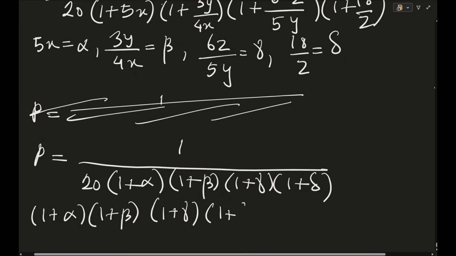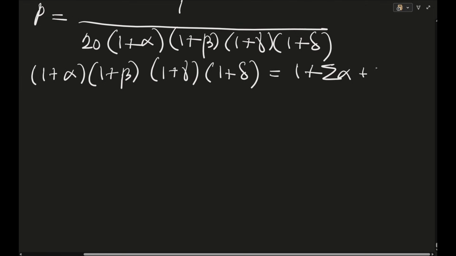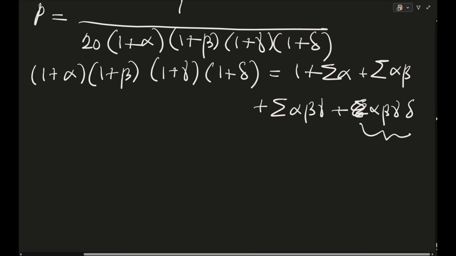Okay, so 1 plus alpha into 1 plus beta into 1 plus gamma into 1 plus delta, everybody knows what this will be, right? This is equal to 1 plus sigma alpha plus sigma alpha beta plus sigma alpha beta gamma plus alpha beta gamma delta. Okay, I guess that's done. This is not sigma alpha beta gamma delta. This is only one term, alpha beta gamma delta. Okay, so that's it.